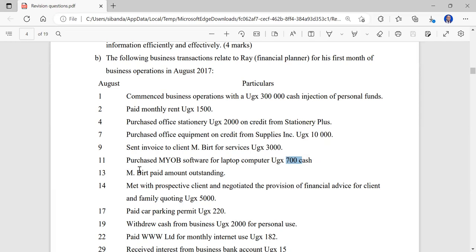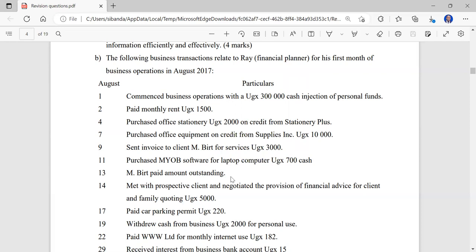That's why we are debiting the software and crediting our cash with 700. Now they're telling us that MBAT paid the outstanding. Remember, MBAT was our client whom we sold services to and sent an invoice of 3,000. If they finally pay, in this case, we shall debit our cash with the 3,000 that was outstanding. And now we shall credit our accounts receivable because accounts receivable will now be reducing. We are no longer demanding MBAT because they have paid for their services. So we credit MBAT's account.